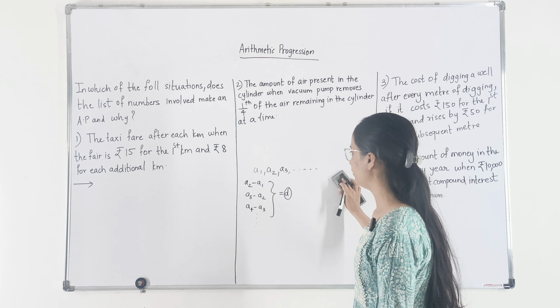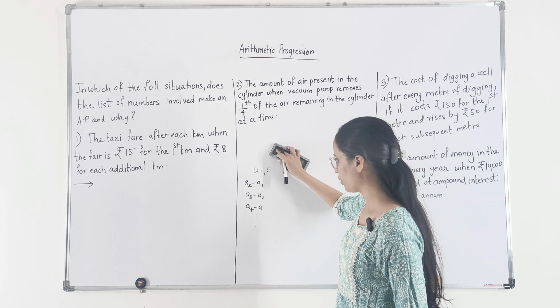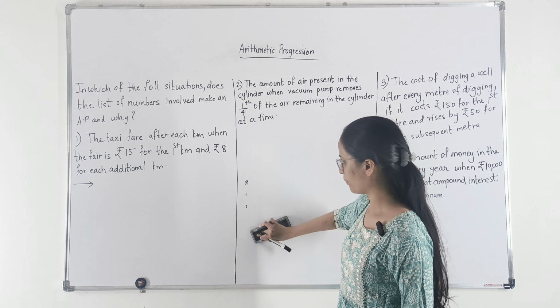So now let us see whether the sequences that we would get are arithmetic progressions or not. The first question is the taxi fare after each kilometer, when the fare is rupees 15 for the first kilometer and rupees 8 for each additional kilometer.